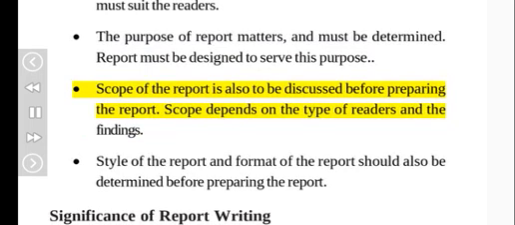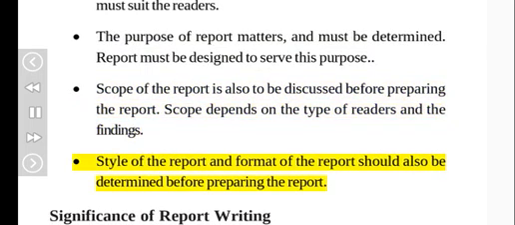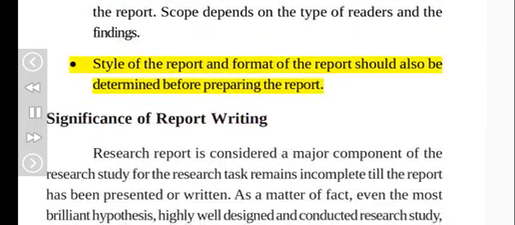Scope of the report is also to be discussed before preparing the report. Scope depends on the type of readers and the findings. Style of the report and format of the report should also be determined before preparing the report.